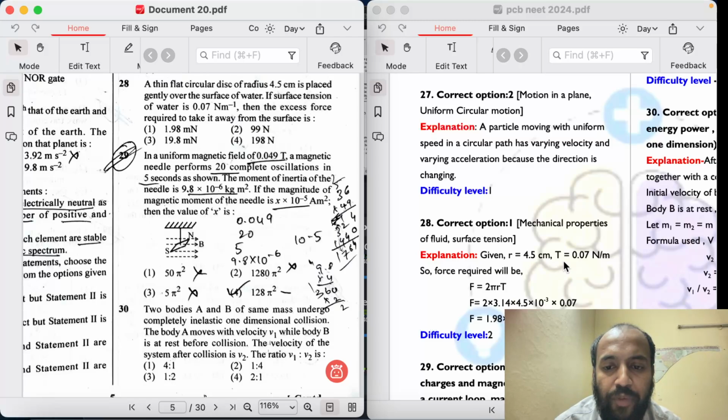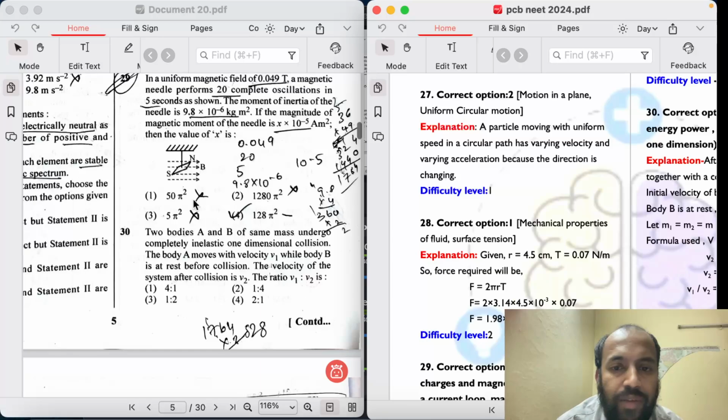The tension is already provided. Now, if you want to find out the excess force, you can directly use the formula: force is equal to circumference into tension. Now, it's a circular disc, so the circumference would be 2 pi r into tension. So it is 2 into 3.14 into r, which can be converted into meters by multiplying with 10 to the power minus 3, into 0.07. If you do the calculation, your answer would be 1.98 into 10 to the power minus 3 Newton, which is 1.98 millinewton. Well, it's a medium level question because you need to know the formula and only then can you do your calculation. So the correct option would be option number 3.